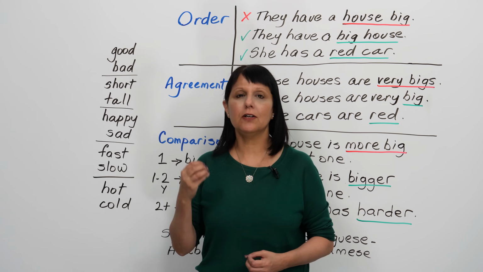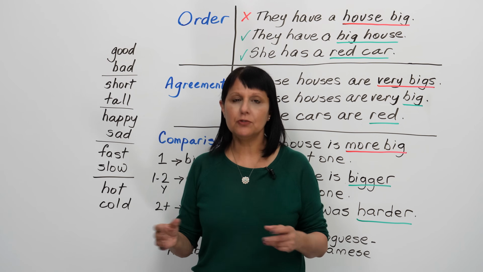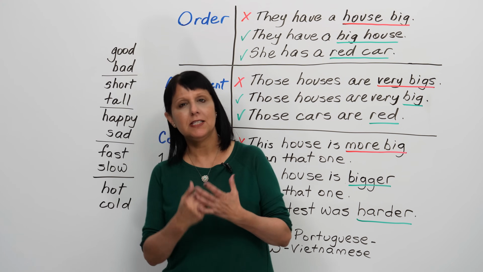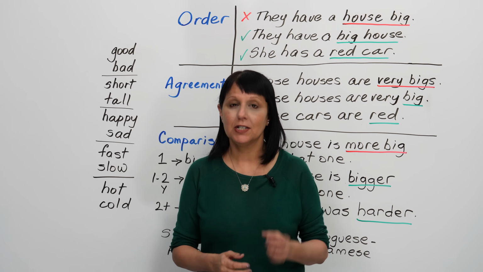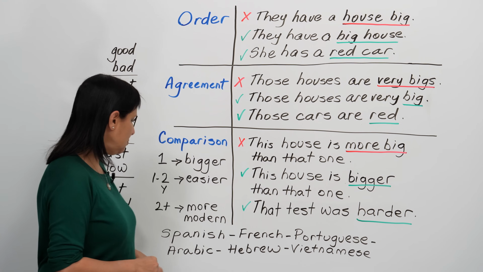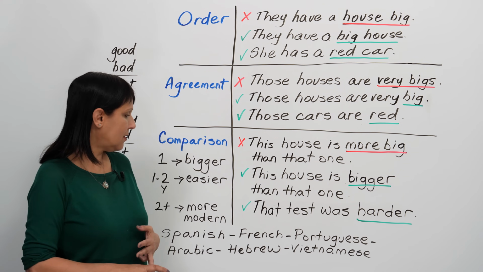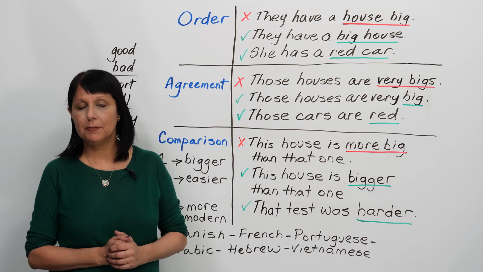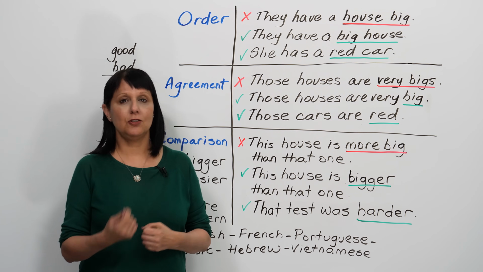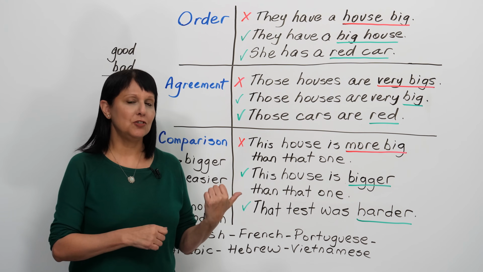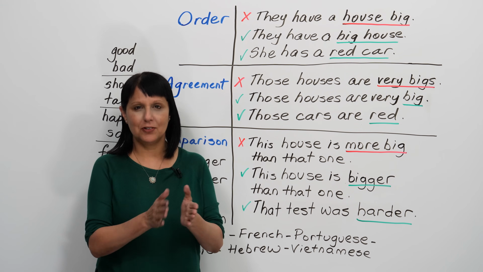And there are some very common mistakes that occur when people of different language backgrounds use adjectives in English because English adjectives behave differently than the adjectives in their language. In particular, if you speak Spanish, French, Portuguese, Arabic, Hebrew, or Vietnamese, you will especially benefit from this lesson because in your languages, the situation is different. Okay? So let's see what these mistakes are and how to correct them.